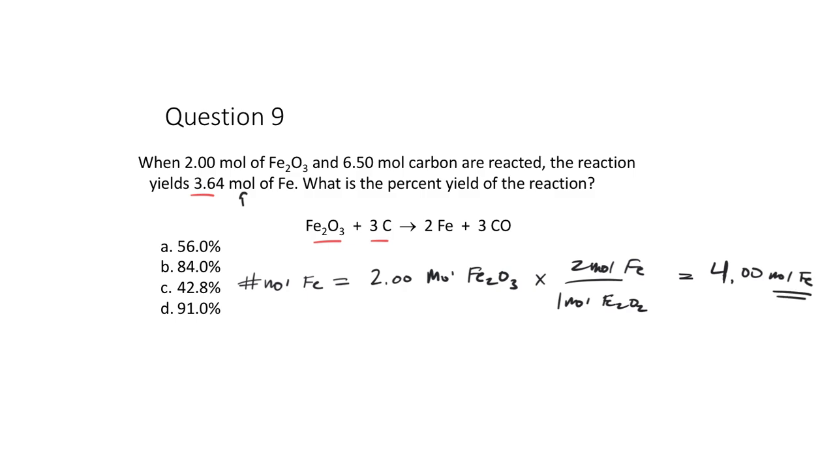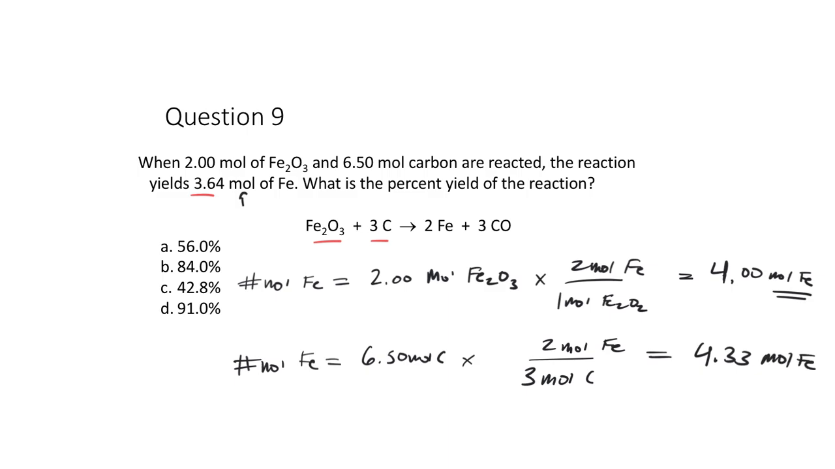If you're not sure of the limiting reactant, then we just need to do this step here. The moles of iron you get if you consume all of the carbon. This will help us identify the limiting reactant. For every 3 moles of carbon that react, we get 2 moles of iron that form. So 6.5 times 2 divided by 3 is a little bit over 4. It's 4.33 moles of iron.